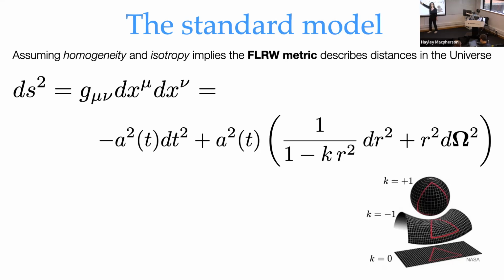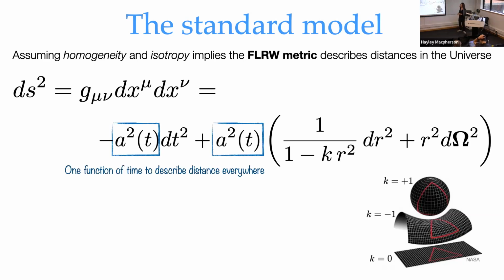And under these assumptions of homogeneity and isotropy, our distances are described by this line element here. And the point I want you to take away from this is that our distances, so our ds, are described entirely by one function of time. That's what we call the scale factor in cosmology. This is the function that we use to describe distance everywhere in the universe within FLRW. And this constant k here just describes the overall geometry of our universe, the overall curvature. So this is whether, in a spatial sense, our universe looks like a sphere or a saddle or is flat.